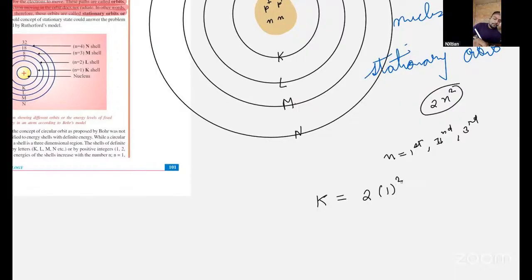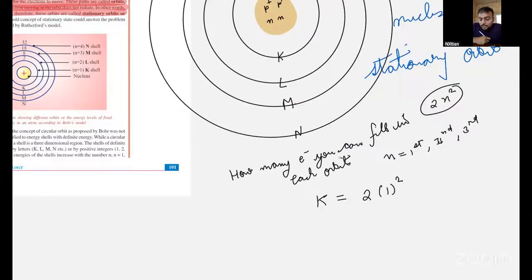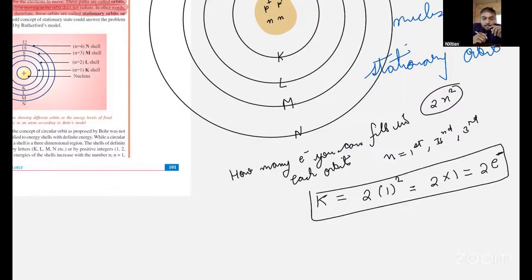This is the formula to find how many electrons you can fill in each orbit. In K, the first shell, the formula is 2n square. Instead of n, I will put 1 because it's the first shell. So it will become 2 into 1 square, which is 1. So it means that in K shell, how many electrons can you fill? Only 2 electrons you can fill. Are you getting this, Nidhi?